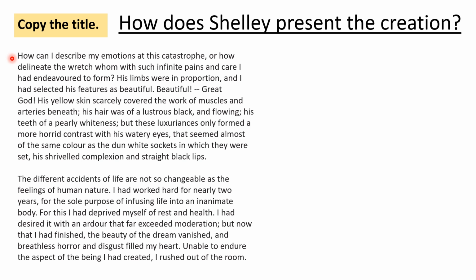How can I describe my emotions at this catastrophe, or how delineate the wretch whom with such infinite pains and care I had endeavoured to form? His limbs were in proportion, and I had selected his features as beautiful. Beautiful, great God! His yellow skin scarcely covered the work of muscles and arteries beneath. His hair was of a lustrous black and flowing, his teeth of a pearly whiteness, but these luxuriances only formed a more horrid contrast with his watery eyes, that seemed almost of the same colour as the dun white sockets in which they were set, his shrivelled complexion and straight black lips.